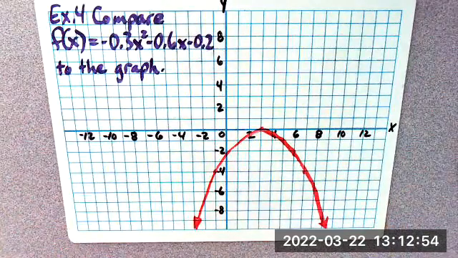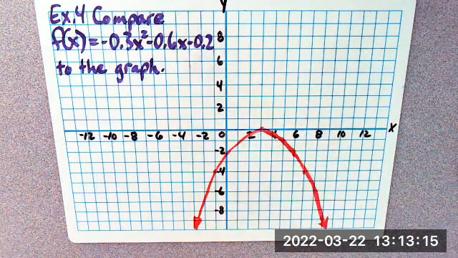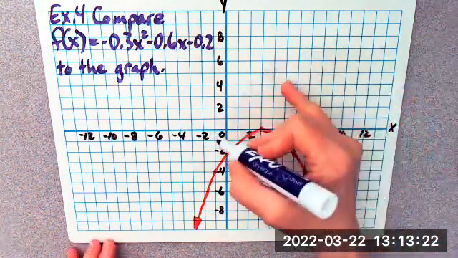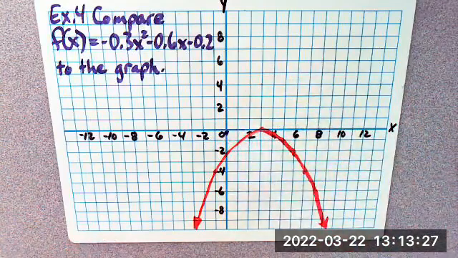Okay, so let's go ahead and compare negative 0.3 x squared minus 0.6 x minus 0.2 to this graph. So we know it's opening downward. We see we have a y-intercept at 0.2. That's not very big. 0.2 is 2/10, which is 1/5. So it's right here. So we need to find where this axis of symmetry is.